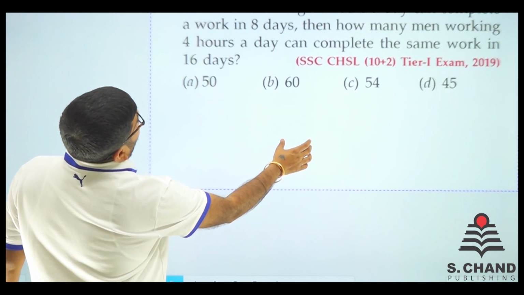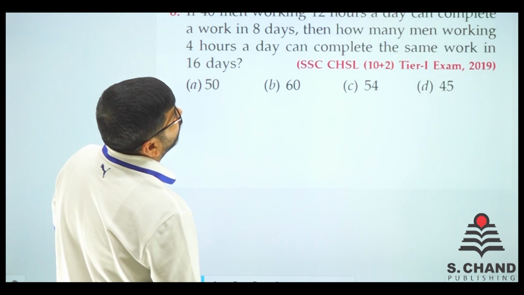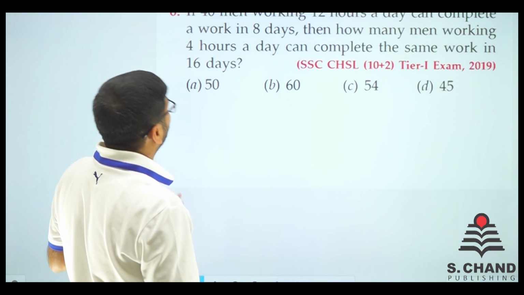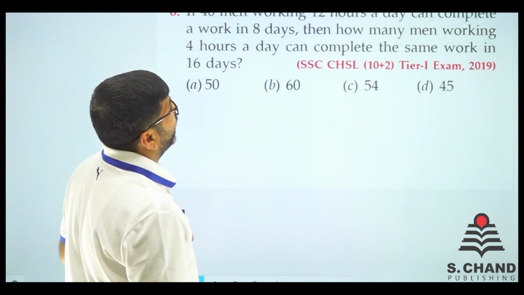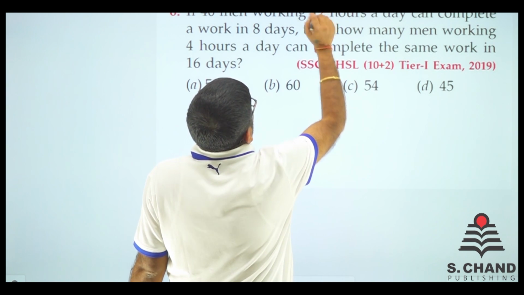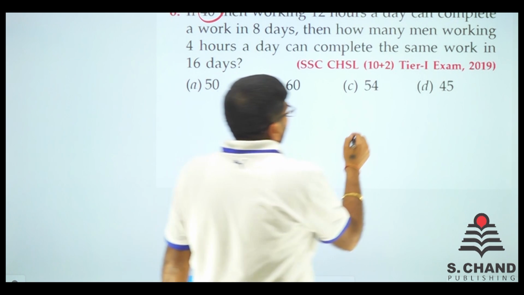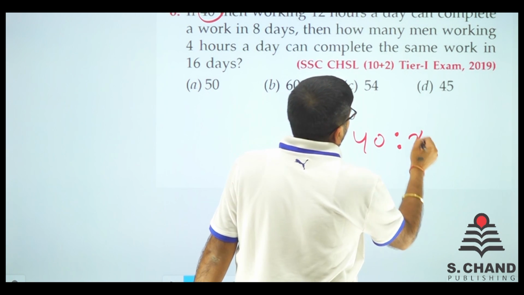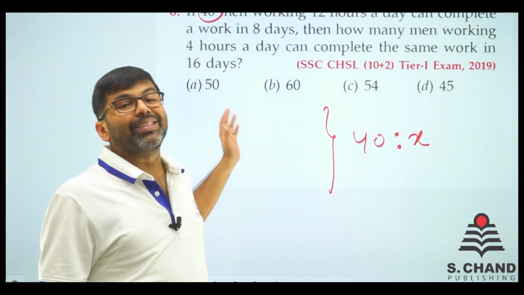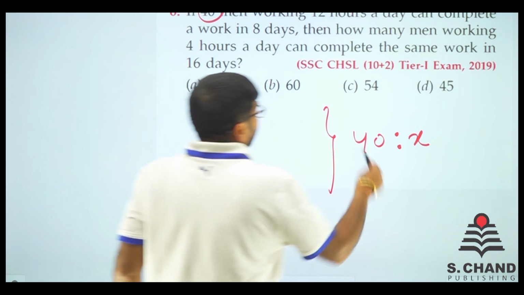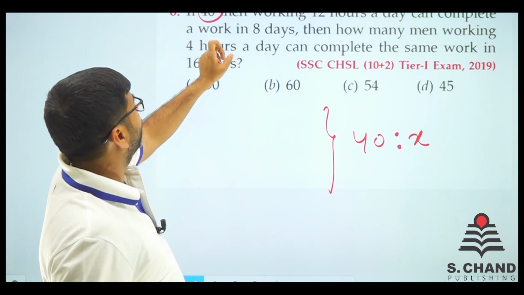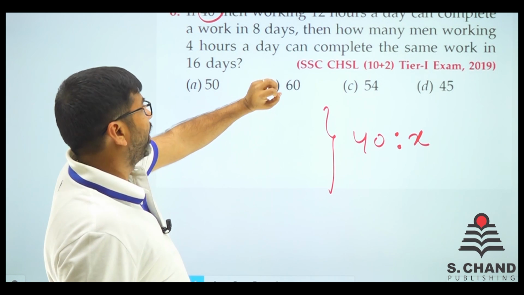40 men working for 12 hours a day can complete a work in 8 days. Then how many men working 4 hours a day can complete the same in 16 days? First thing first, सबसे पहले हमें निकालने हैं 40 men. So हम एक काम करते हैं, 40 is to x तो लिख ही देते हैं, right? अभी हमें बस इतना देखना है कि boss कौन सी चीज inversely और कौन सी directly है. 40 और x की बात करते हैं. So 40 men, 12 hours a day.